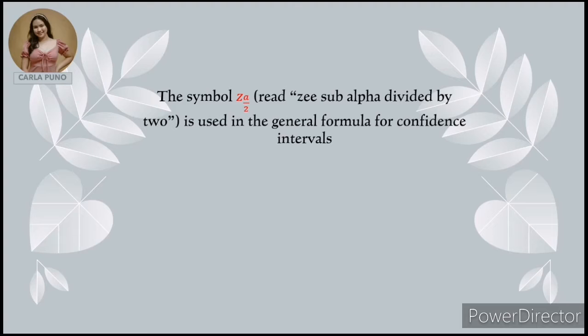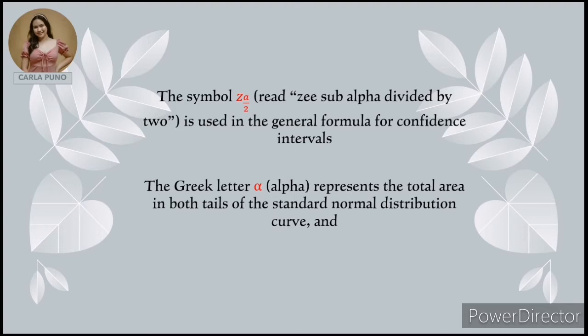The symbol z sub alpha divided by 2 is used in the general formula for confidence intervals. The Greek letter alpha represents the total area in both tails of the standard normal distribution curve, and alpha divided by 2 represents the area in each one of the tails.